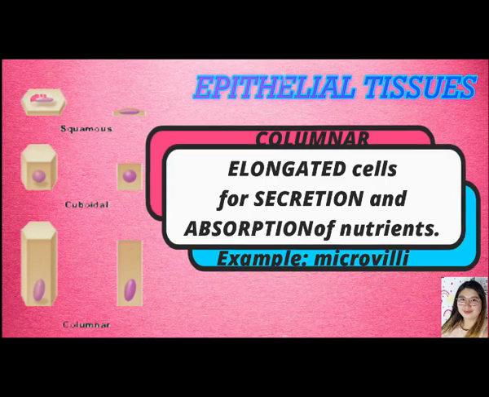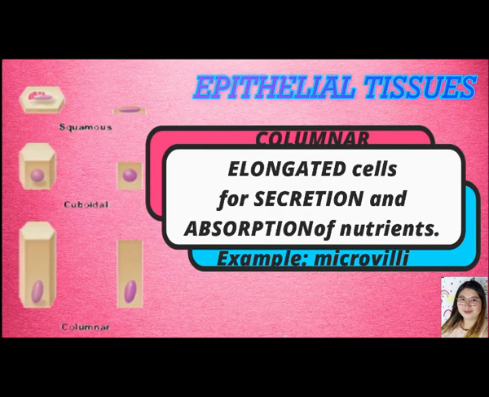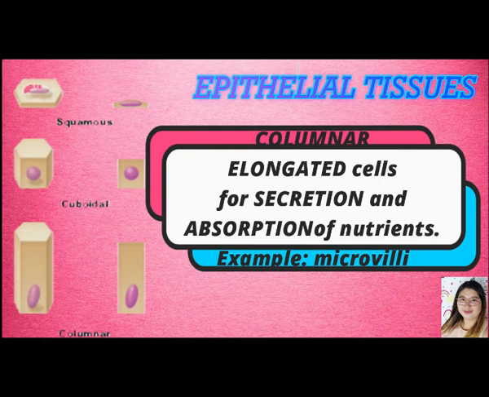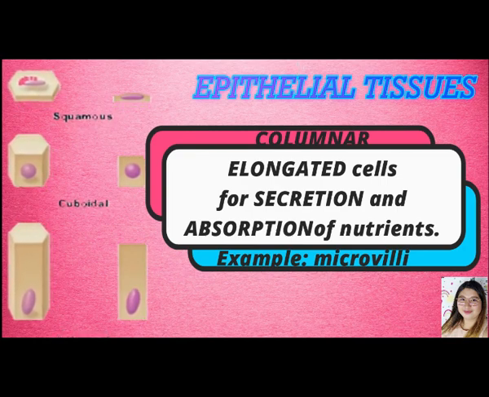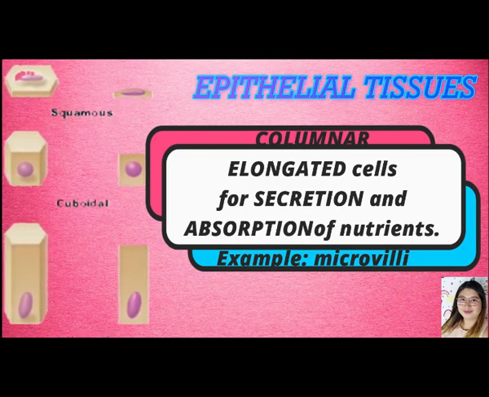It has elongated cells. The function of the columnar epithelial cells is for secretion and absorption. So, kanina sa cuboidal, it's only for absorption. But this one, columnar, dalawa na. It's not only for absorption, but also for secretion. So, may ina-absorb siya at meron din siyang nilalabas.